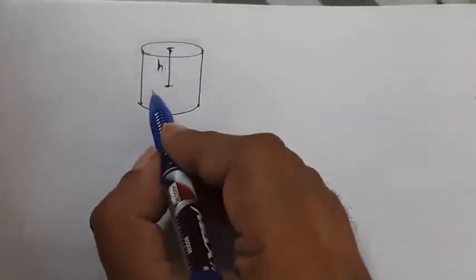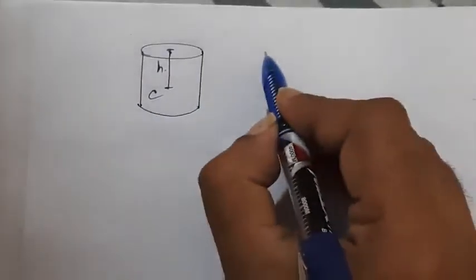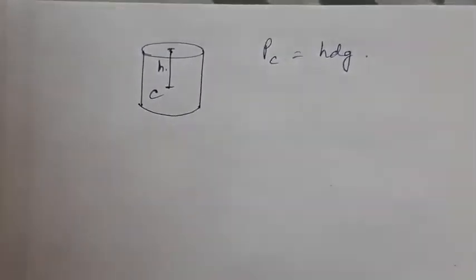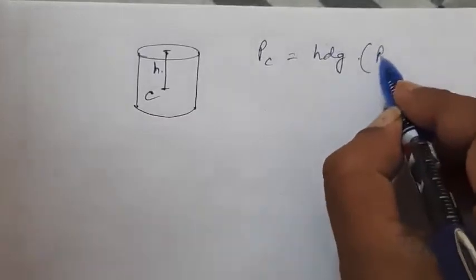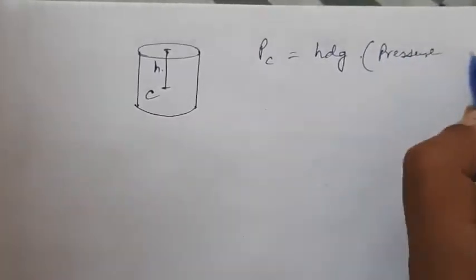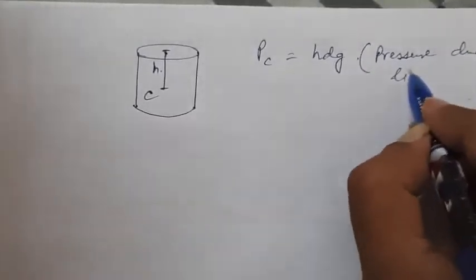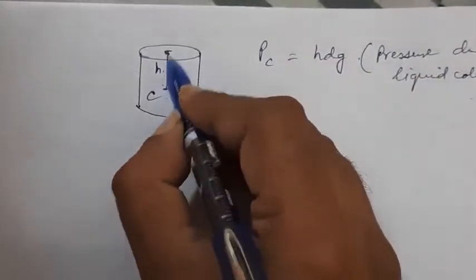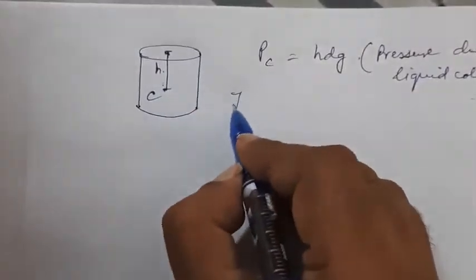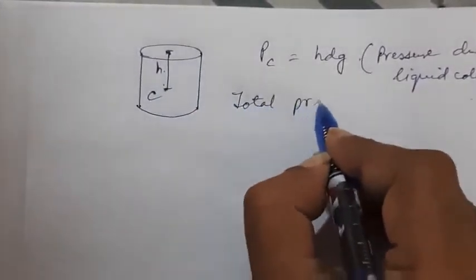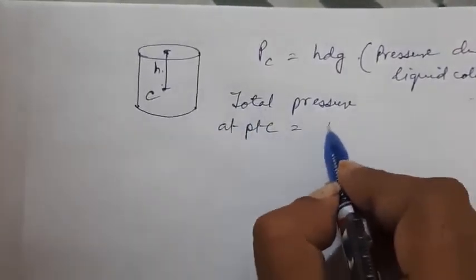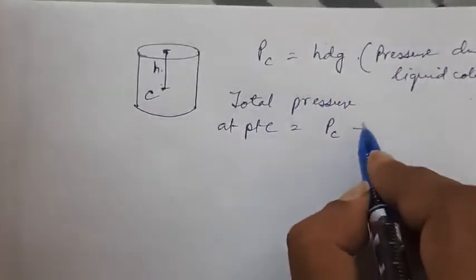Now we had already taken the point B at C. So the pressure at point C we have found out to be h d g, but actually the pressure at point C is not h d g. This is the pressure due to the liquid column from this point to this point. So the total pressure acting on point C must be equal to h rho g plus P A.